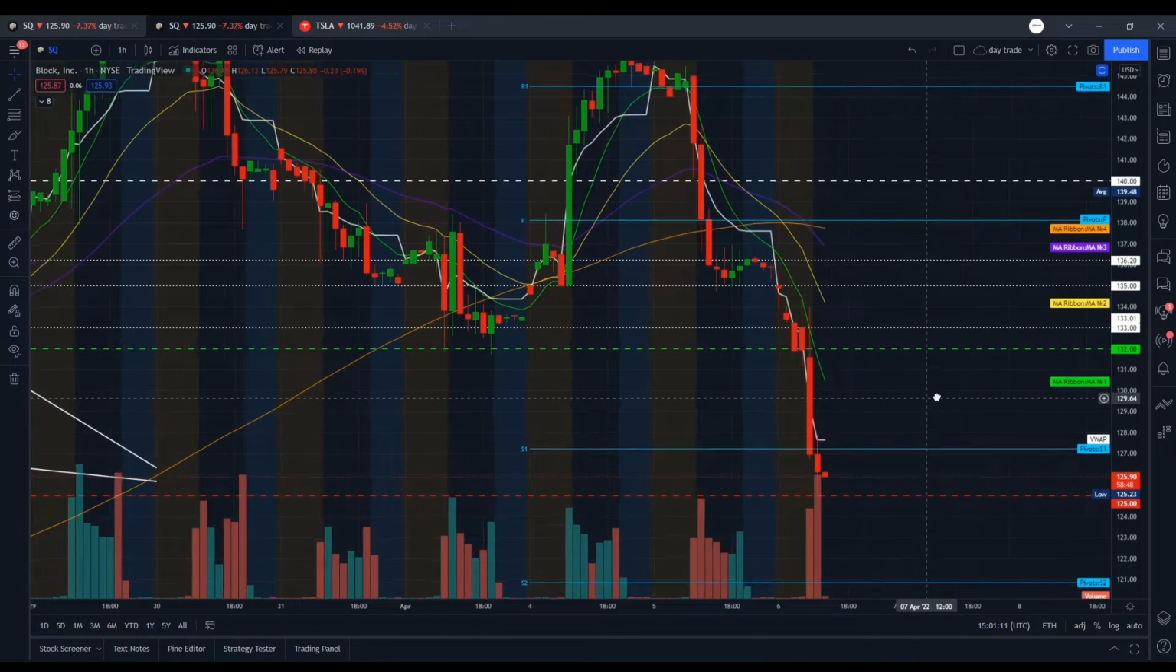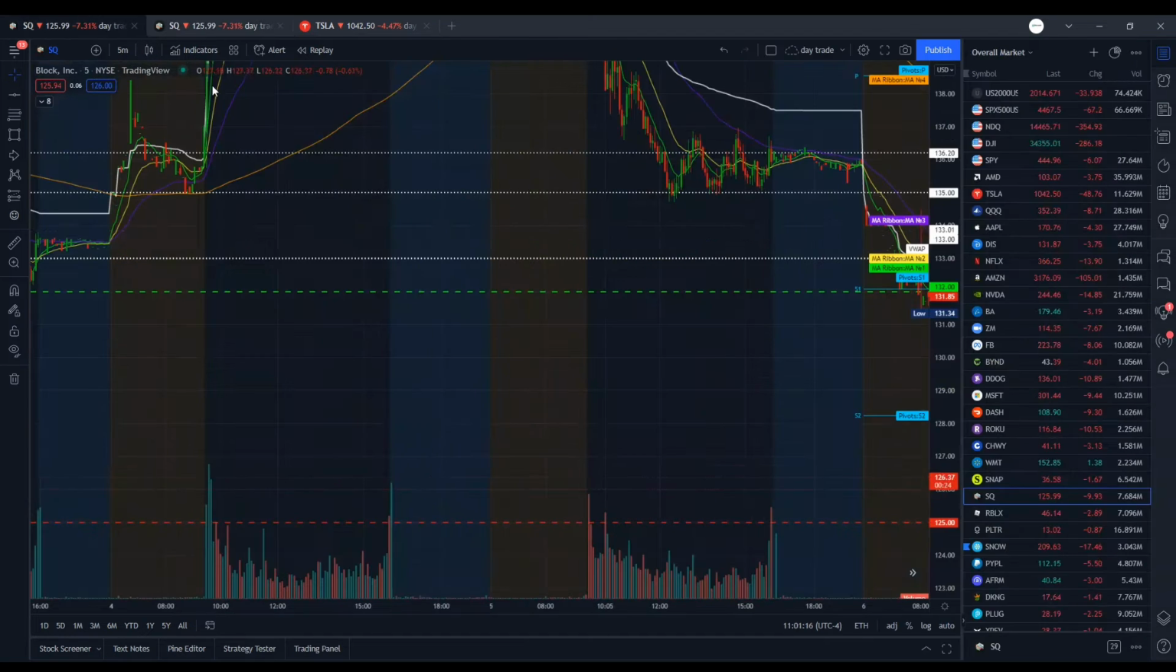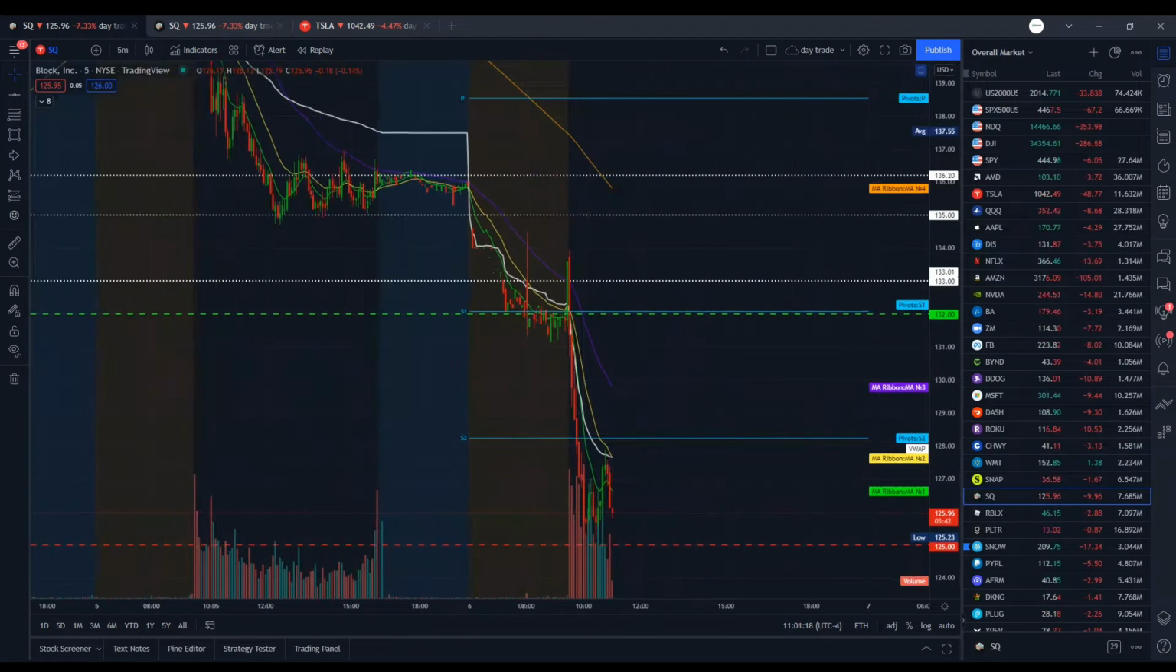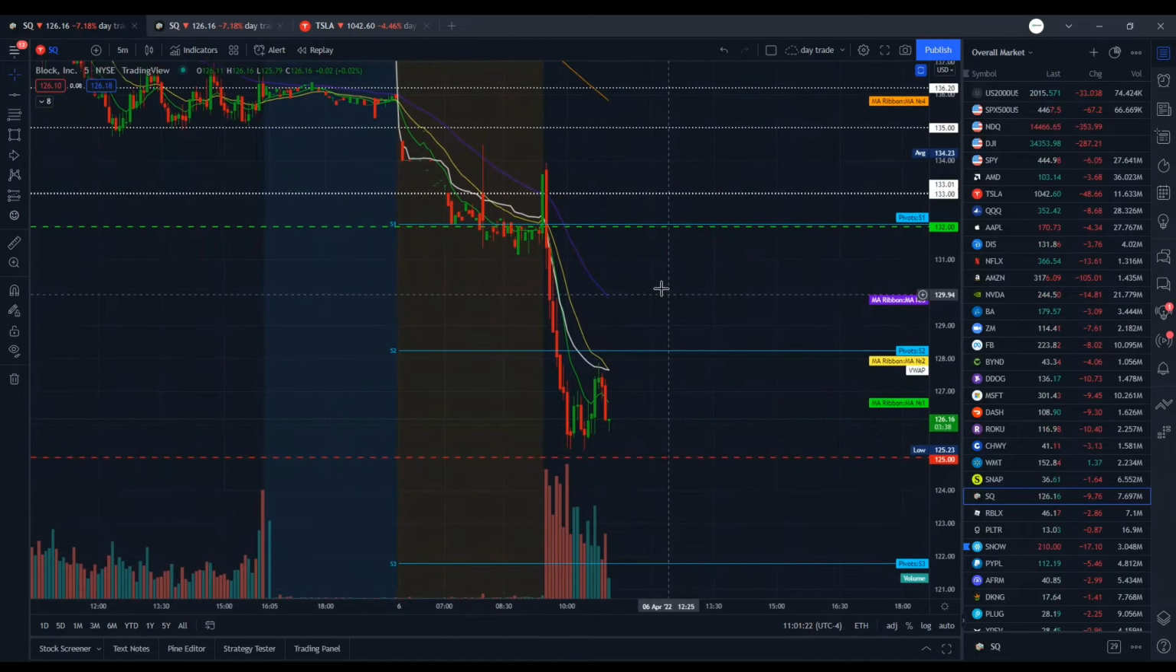But here's Square. I'm going to give you guys the overall picture. Square printed to the floor. We can see this whole entire move down to the downside. I'm going to get into the overall picture, what I saw, what each level was, what I took below, and show you guys how Square just came to the floor. Massive red candles, massive volume.